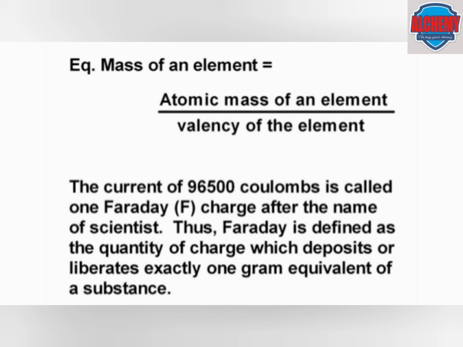The equivalent mass of the element is given by the atomic mass of the element divided by the valency of the element. The charge of 96,500 coulombs is called 1 Faraday, named after the scientist. Thus, Faraday is defined as the quantity of charge which deposits or liberates exactly 1 gram equivalent of the substance.